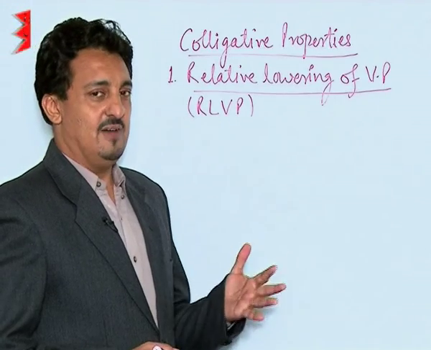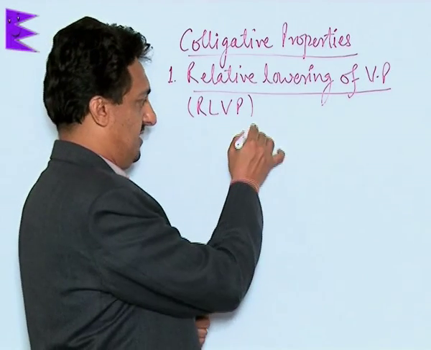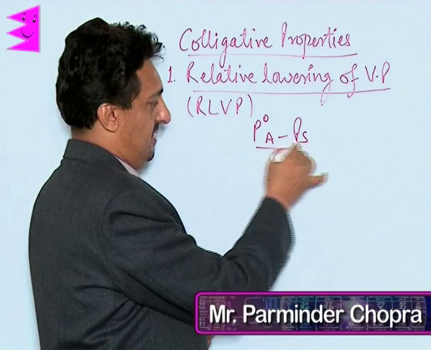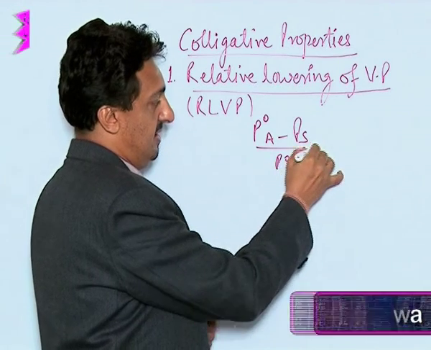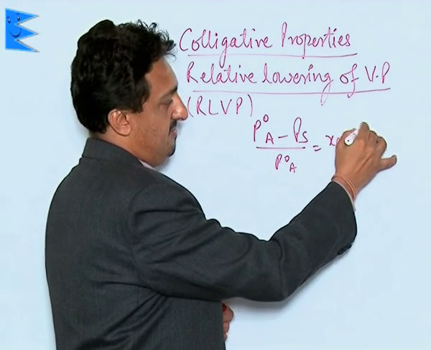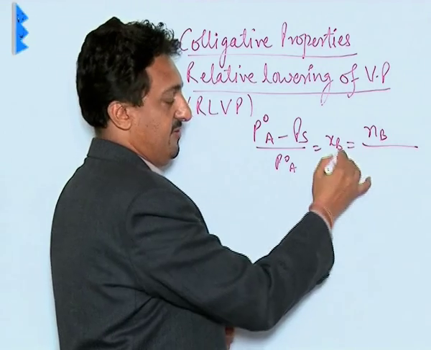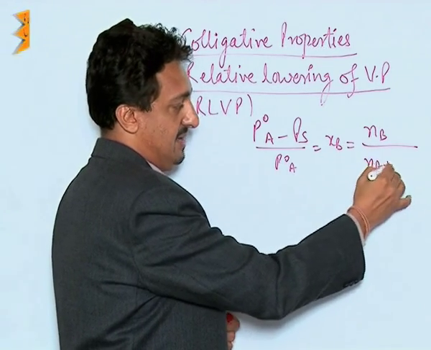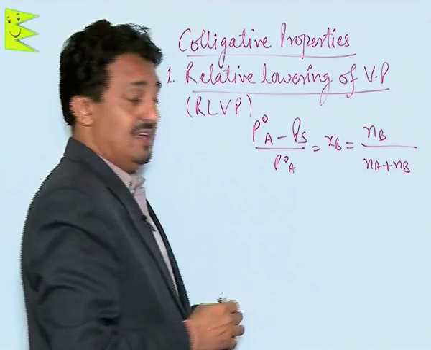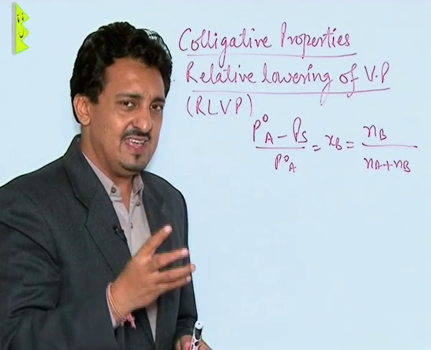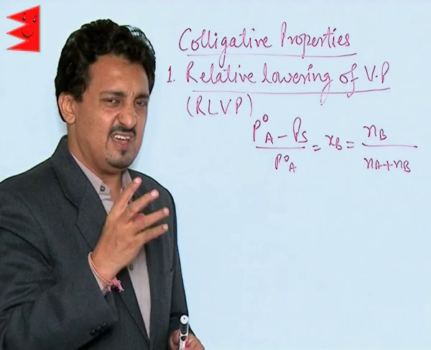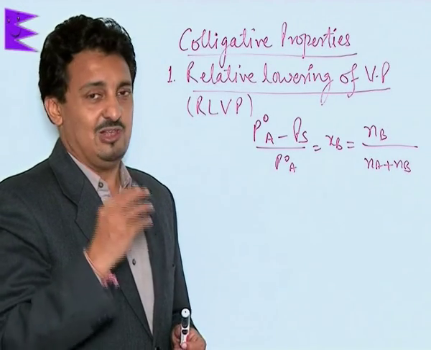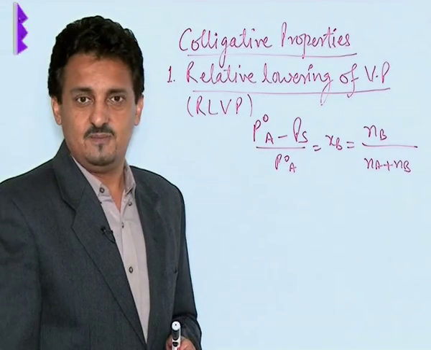Let us see how the formula of the RLVP can be modified. We know it will be P naught A minus PS upon P naught A equal to XB, which is actually the mole fraction of the solute in the solution, which can be written as NB over NA plus NB. Now see, the main purpose of studying these colligative properties is to find out the molecular masses of these solutes which are dissolved in the solution.